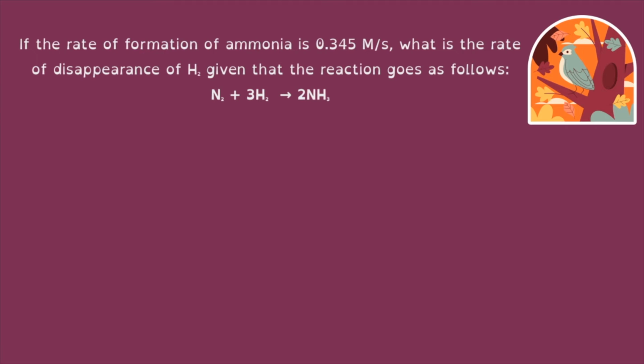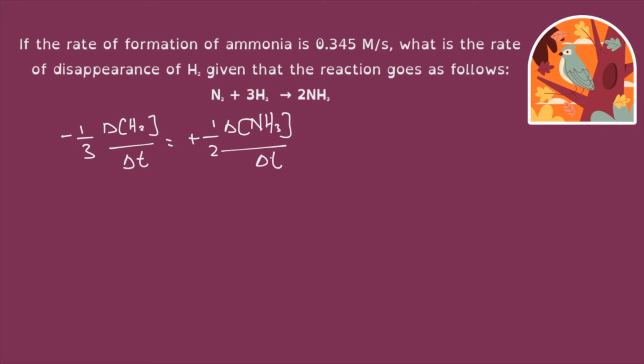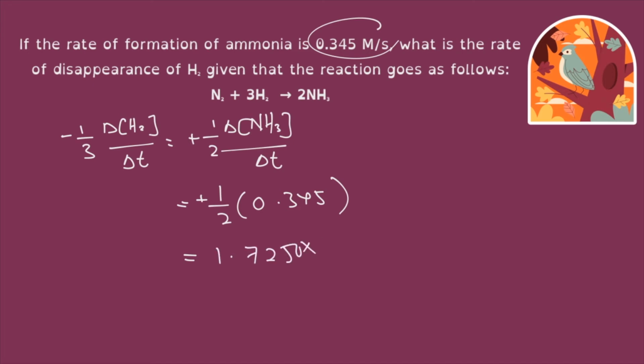Alright, so I'm just going to write this again. -1/3 delta H2 over delta T is equivalent to +1/2 delta NH3 over delta T. So it is equivalent to +1/2 times this value, 0.345. So you shall get 1.7250 times 10 to the power of -1. But the fact is, this one is for -1/3 delta H2 over delta T, but you were asked to calculate delta H2 over delta T. So what you need to do is bring this 3 up there.